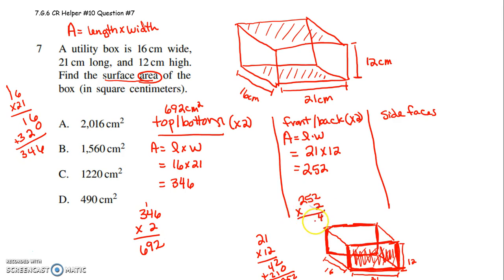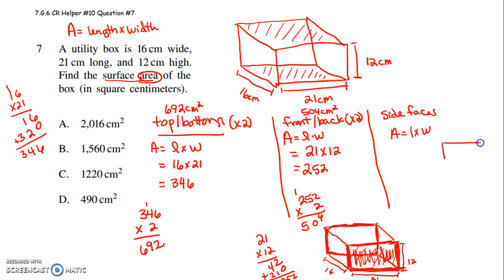2 times 2 is 4, 5 times 2 is 10, put down a 0, carry a 1, 2 times 2 is 4, 504. So the front and back is 504 centimeters squared. Now I have to do my side faces. So again, area will be length times width.